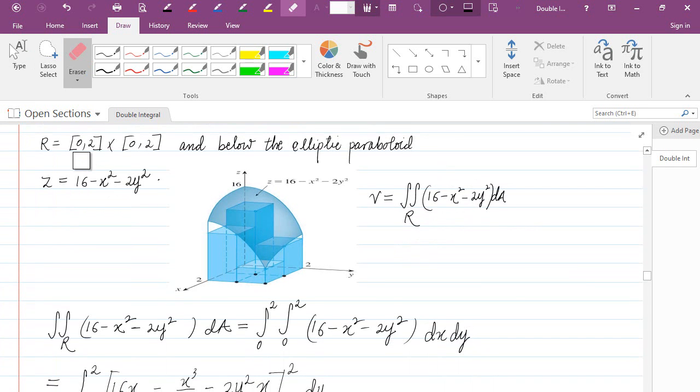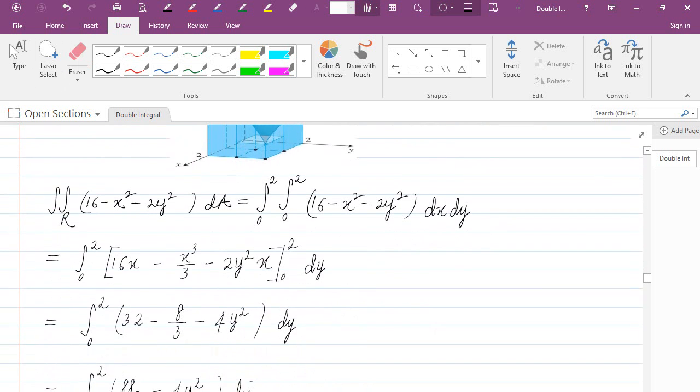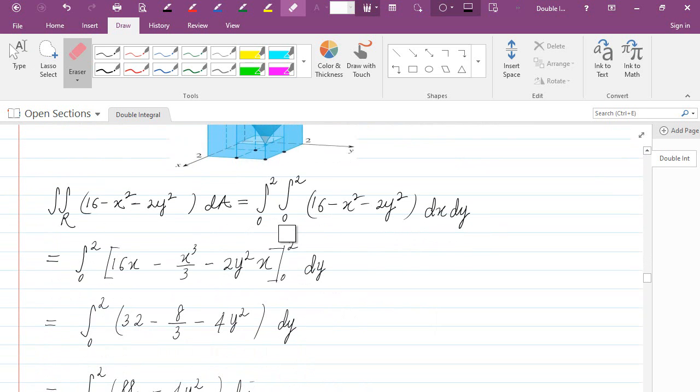Now, since x is going from 0 to 2, y is going from 0 to 2, we can say that the double integral over R of this function is equal to the iterated integral, where y is going from 0 to 2, x is going from 0 to 2, of 16 minus x squared minus 2y squared dx dy. Notice that by writing dx first here, I am implying that I am integrating with respect to x first, and then with respect to y. So the order of this dx dy matters. It tells you in which order you're integrating. So we integrate with respect to x first.